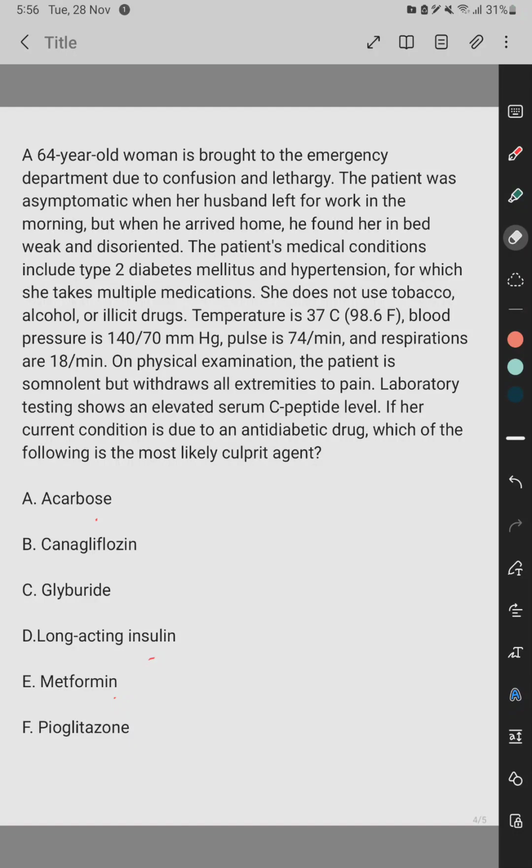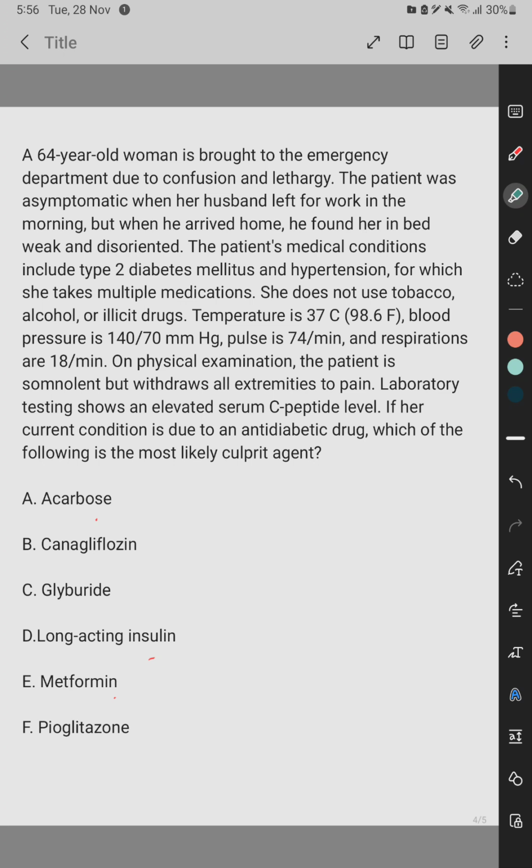Here is a 64-year-old woman brought to the emergency department due to confusion and lethargy. So we have to see this. This is a USMLE pattern question, but the topic is very important for NEET and INI-SET, as nowadays they are asking more questions on drugs related to diabetes. So we are focusing more on that. We have to know all the mechanisms of action of these anti-diabetic drugs compulsorily, so that we can answer this question. We have to see the buzzwords in this.